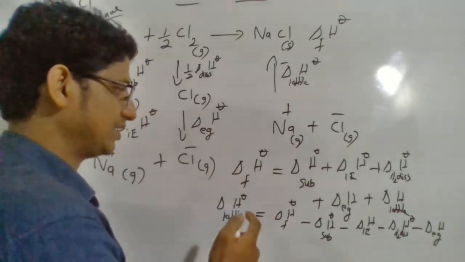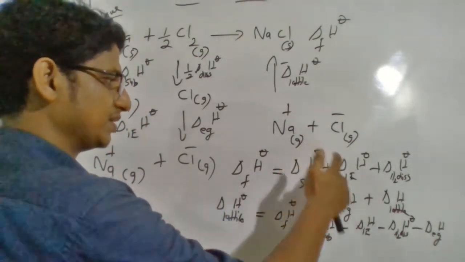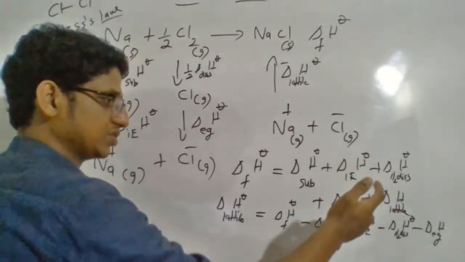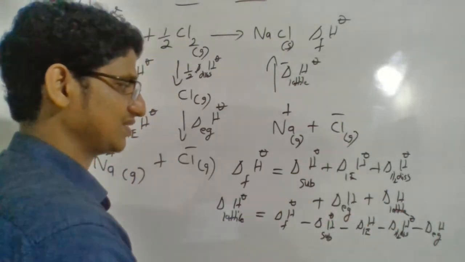Let us discuss. This is the equation. Delta H formation is equal to delta H sublimation plus delta H ionization enthalpy plus delta H dissociation enthalpy plus delta H electron gain enthalpy plus delta H lattice enthalpy.